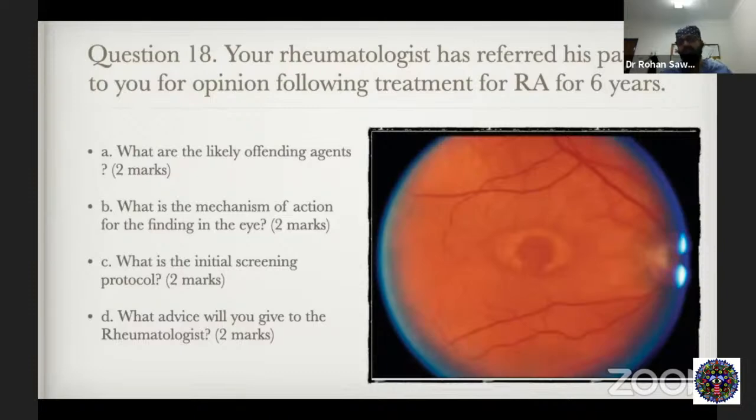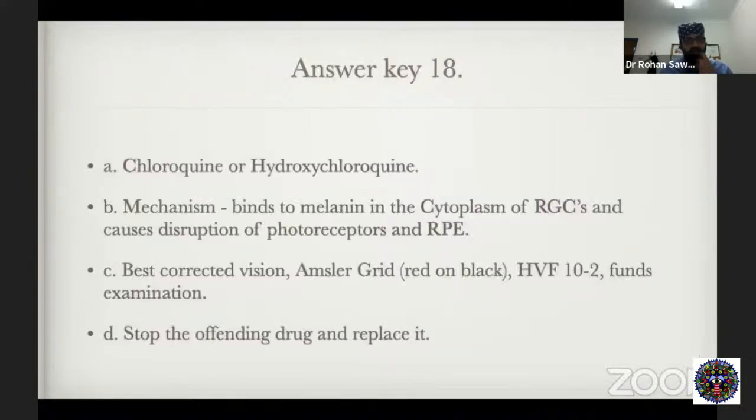What advice will you give to the rheumatologist? Change the group of drugs. You're seeing this finding. He has sent you this patient. Now, what are you going to tell your rheumatologist? You probably tell him to stop the medication. Not that it's going to make a difference in his eyes because it's mostly irreversible. And you'll advise to stop the drug and replace it with something else. Right. So that's the key to this question.